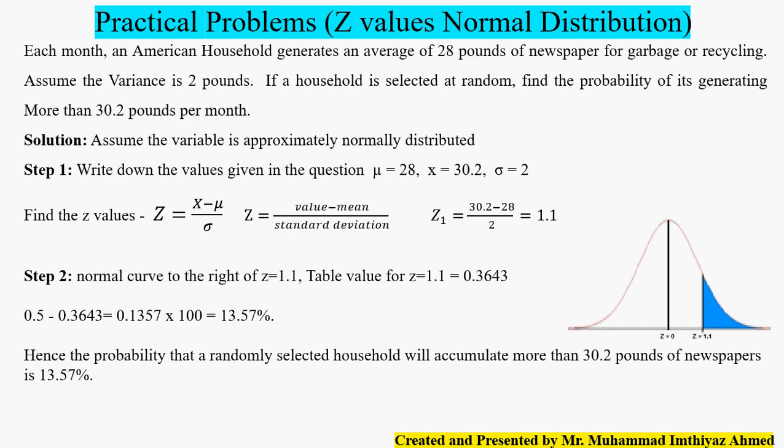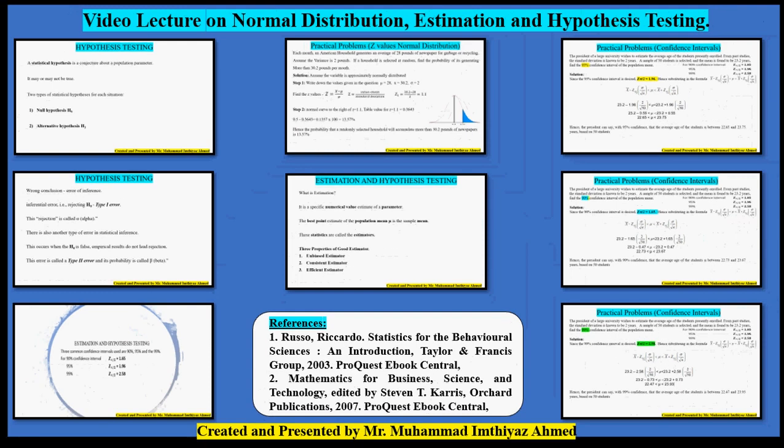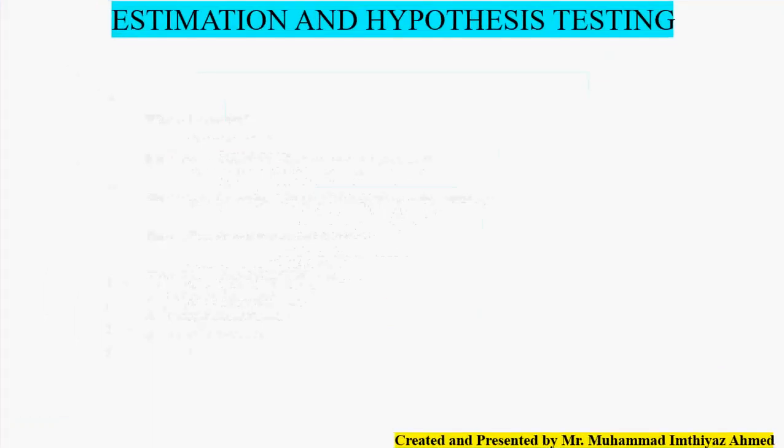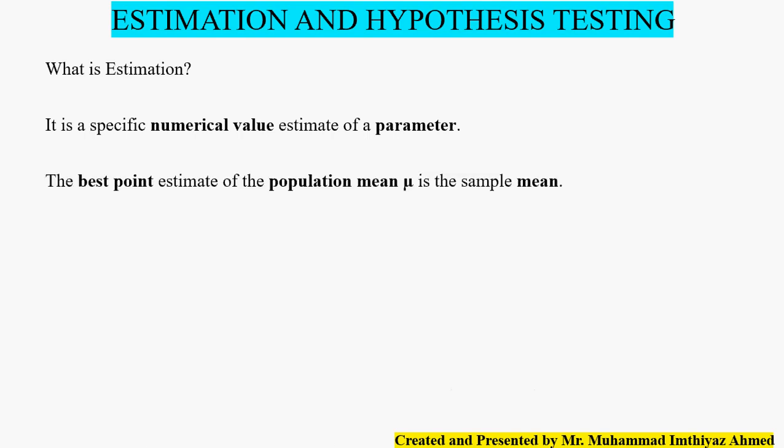So I hope this problem with regard to Z values is clear. Let's move on to the second part to understand what is estimation and hypothesis testing. First, let us understand what is estimation. It is a specific numerical value, or it is also said estimate of a parameter. The best point estimate of the population mean, as it is indicated by the symbol, is the sample mean.